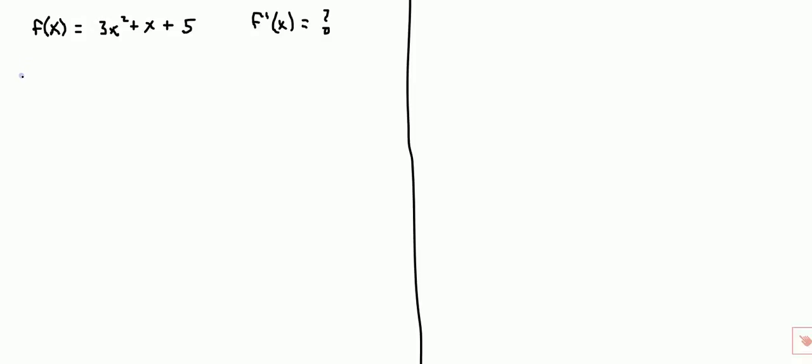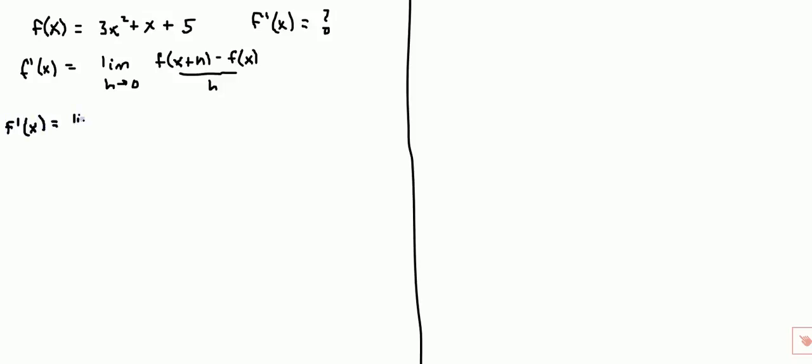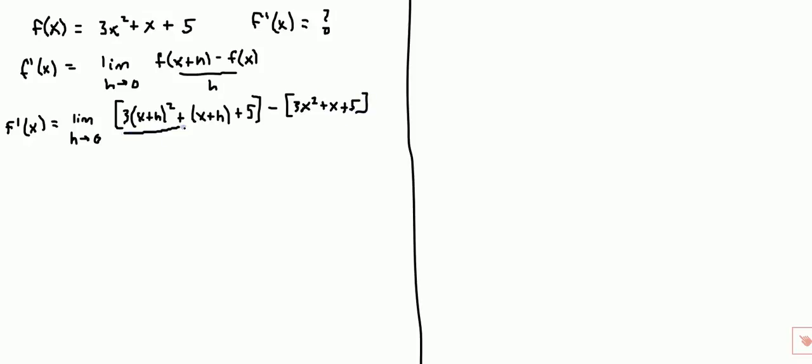Okay, so let's remember the limit definition. f prime of x equals the limit as h approaches 0 of f of x plus h minus f of x divided by h. Okay, so f prime of x equals the limit as h approaches 0 of f of x plus h. Okay, that's going to be 3 times x plus h squared plus x plus h plus 5 minus f of x, 3x squared plus x plus 5. Okay, that's all divided by h.